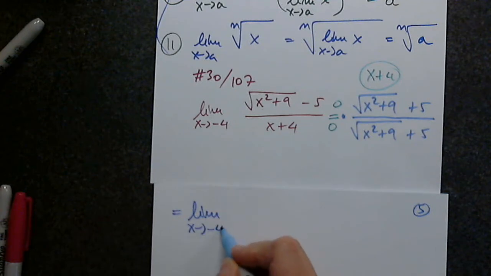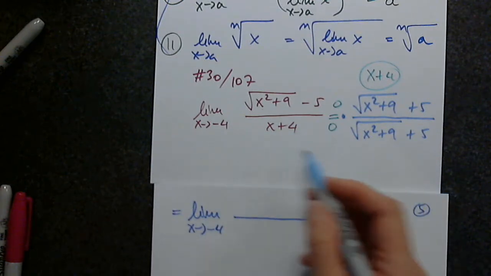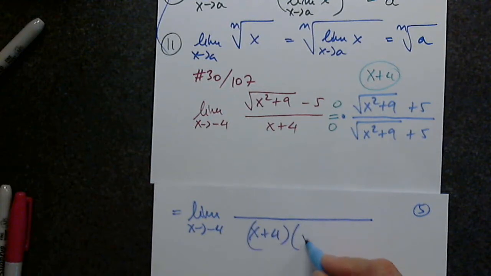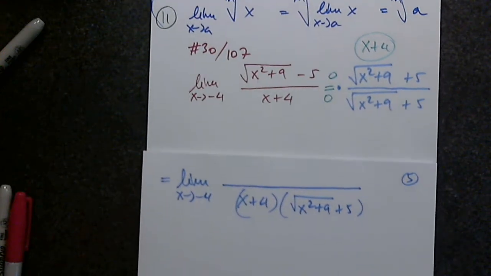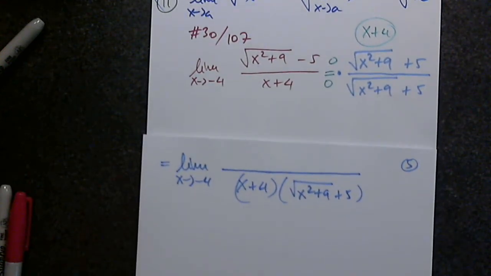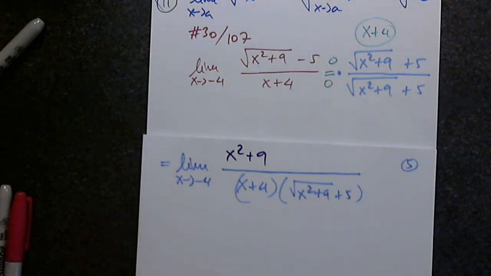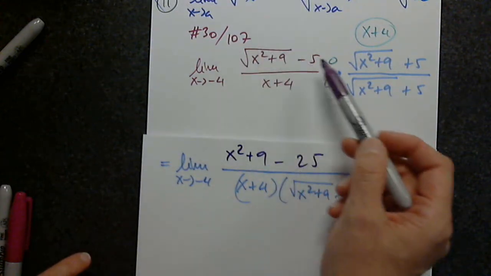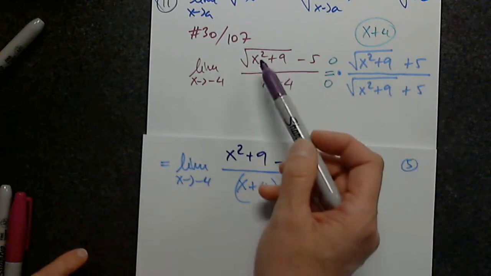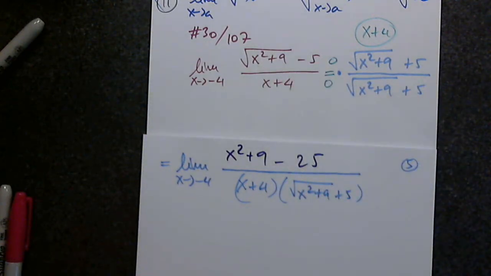Limit as x approaches -4 from either side. I'm going to copy the denominator. And now carefully, please give me the numerator. X squared plus 9. Say it again. Indeed. A squared minus b squared, of course. This squared minus this squared. A minus b times a plus b. A squared minus b squared. We reviewed that on the first day of classes.